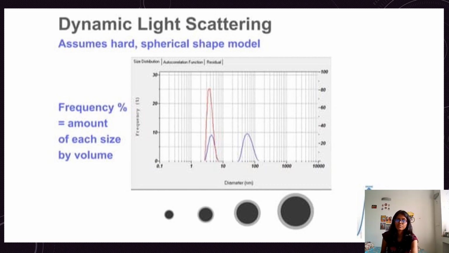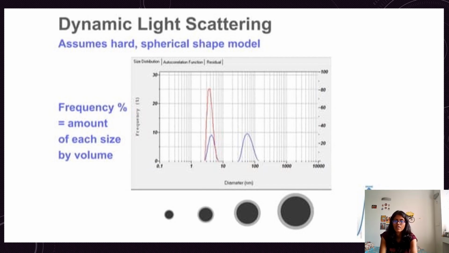This is a volume-based distribution, but in dynamic light scattering there are two more types also: intensity-based distribution and number-based distribution. If an intensity-based distribution curve were here, then that distribution tends to over-represent larger particles because light scattering is more sensitive to larger particles. Basically, intensity-based distributions represent larger particles more.